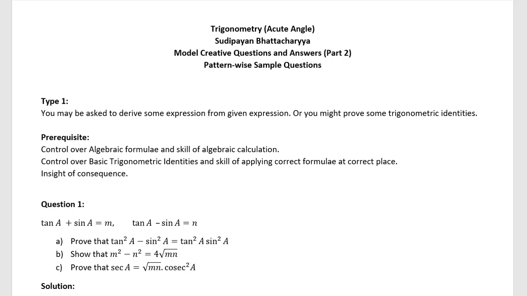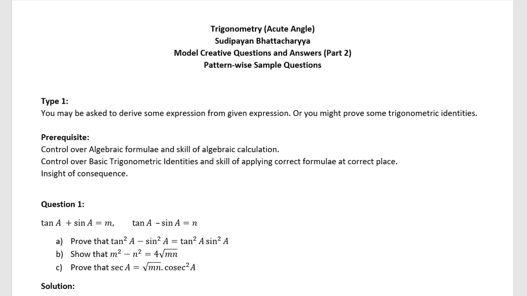There will be some expression given, and there will be some expressions you have to derive from the given expressions. Or you might have to prove some trigonometric identities. So it may be like this, prove that or show that. There will be some identity, or in a given condition you have to derive some expression or identity.